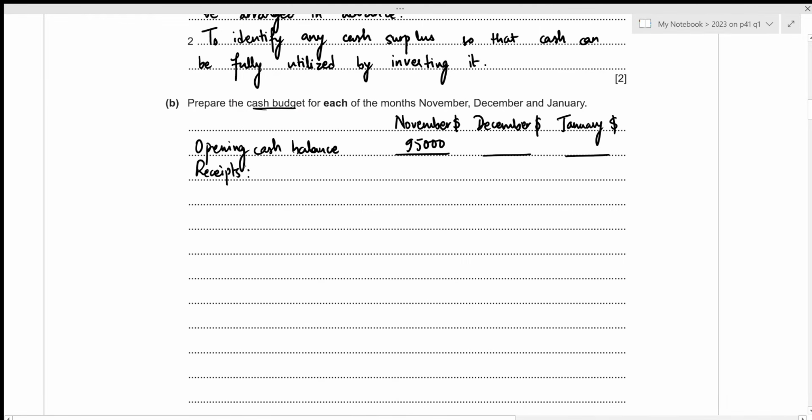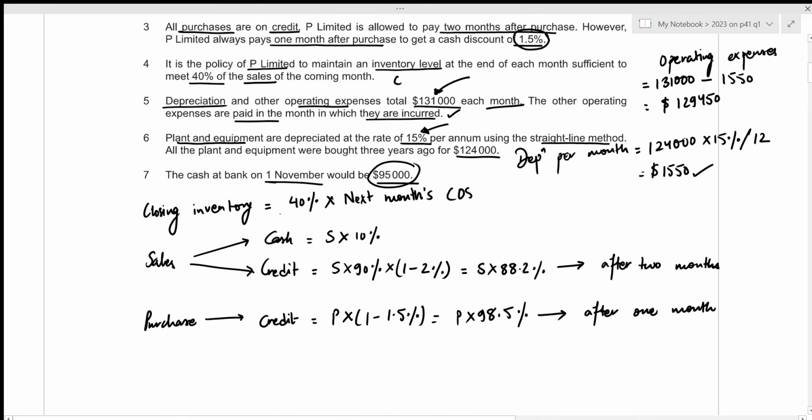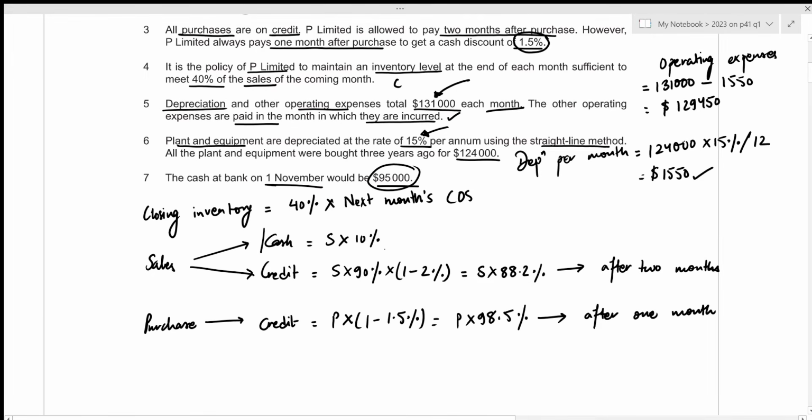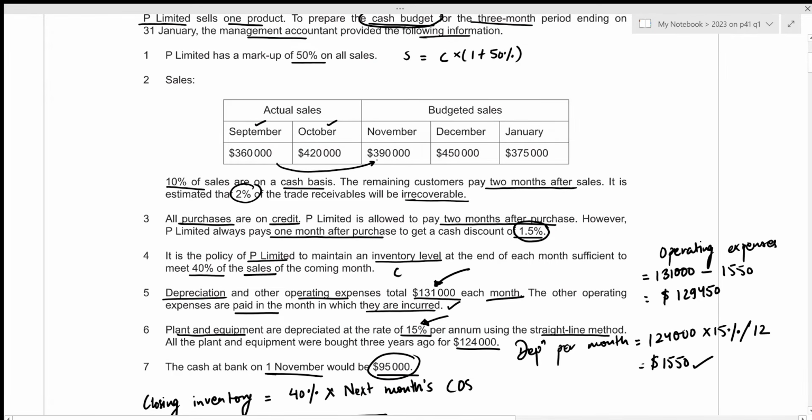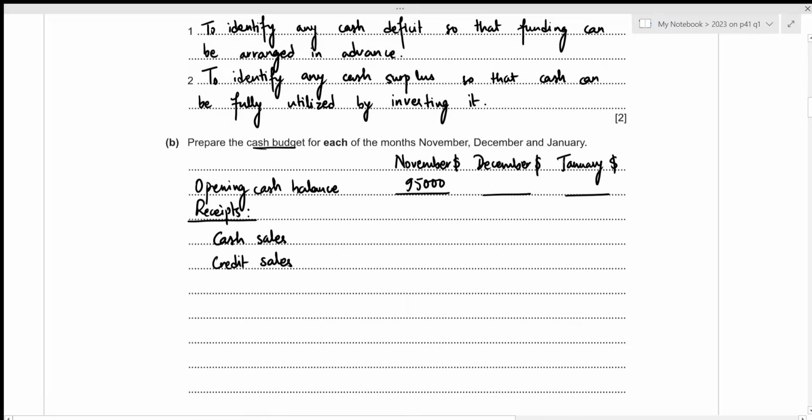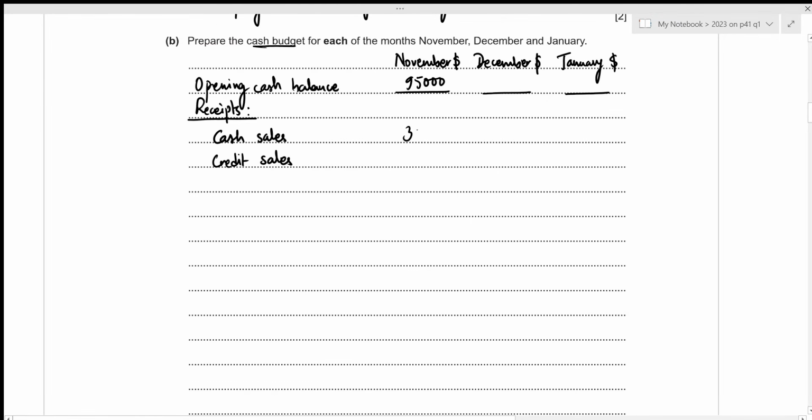And the only income given within our information was for our sales. And sales are of two types. So we have cash sales and we have the credit sales. Let's first calculate the amount of cash sales. So amount of cash sales is just going to be sales of the current month multiplied by 10%. Right? And we're looking for the months of November, December, January. So that would be 390,000 times 10%, which is 39,000. 450,000 times 10%, which is 45,000. 375,000 times 10%, which is 37,500. Let's write it down. So for cash sales, we have 39,000, 45,000, and 37,500.